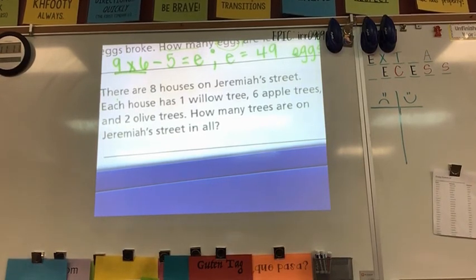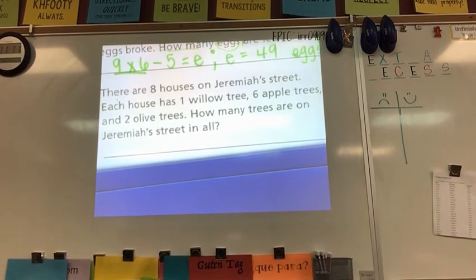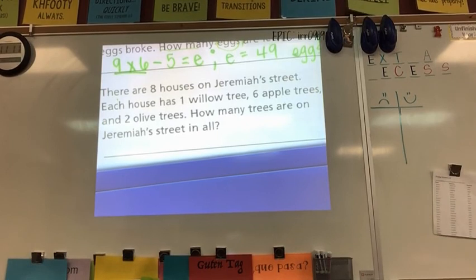There are 8 houses. What's your job? Reading this.